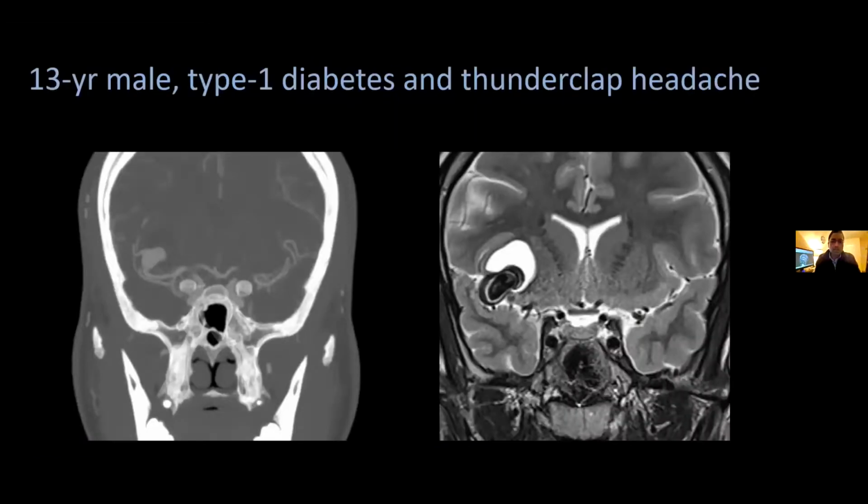Here is a 13-year-old boy who came earlier this year with a thunderclap headache. He had a background of type 1 diabetes. And the MCA, as it crosses a sphenoid wing, is also a common site for the artery to get dissected.